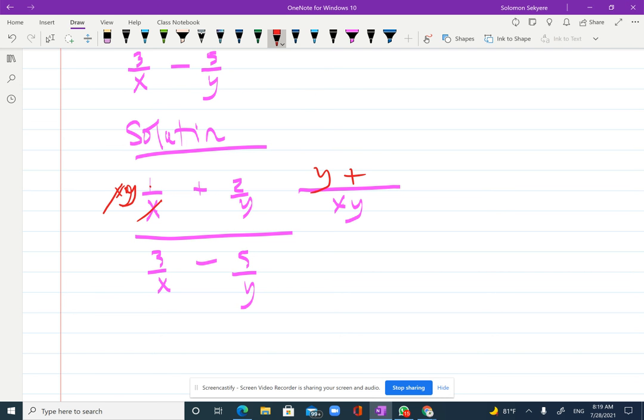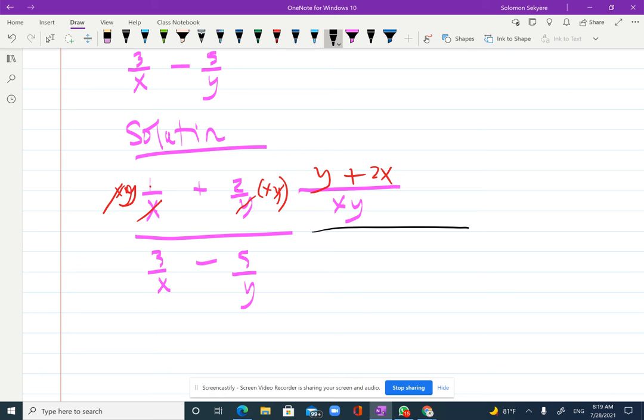Plus, you do the same thing. You take the LCD or LCM and then you multiply by this term too. When you do that, here the y is cancelled. We are left with x. X times 2 is 2x. So here we have it with the top. Let's go to the bottom.